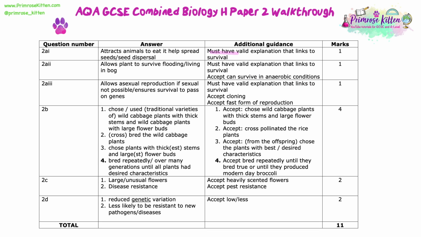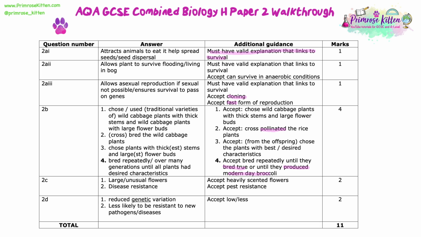Okay, so asking for question 2. For the first 3, you have to have a valid explanation that links to survival. So you can't just say attracts animals and don't explain. You need to kind of talk about survival or reproduction in your answer. For asexual reproduction or you can use cloning. You not needing to find a mate or not needing to undergo sexual reproduction. All of those things is fine for 2A part 3.